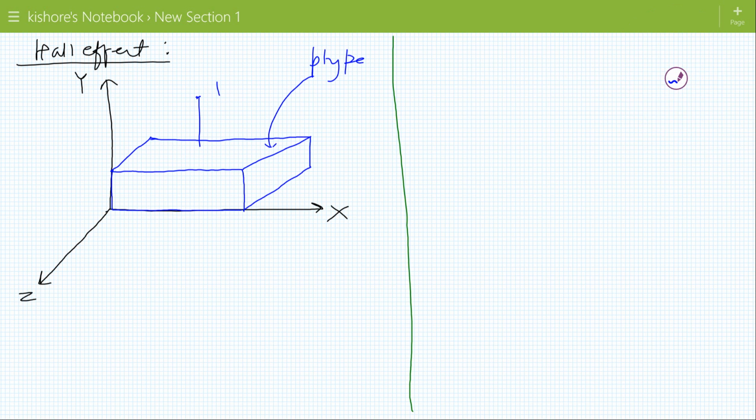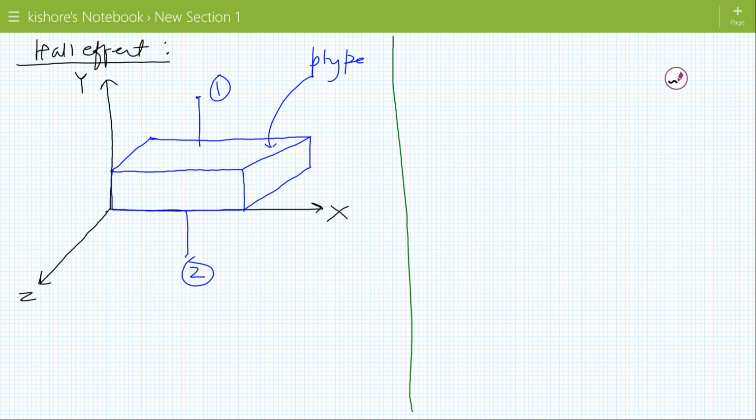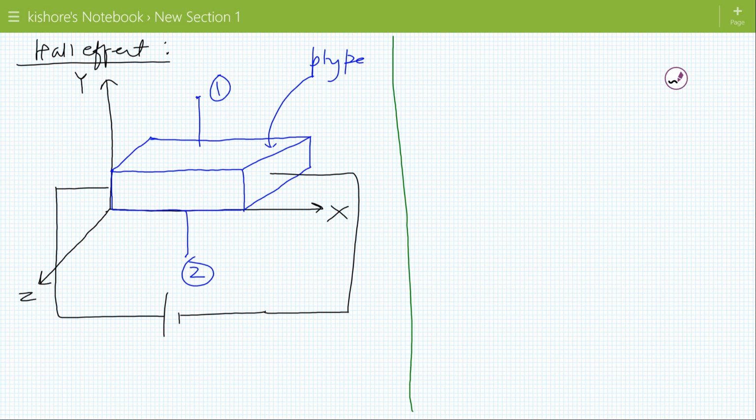This is side 1, this is side 2. Now this semiconductor is connected with an external supply, that is V applied.